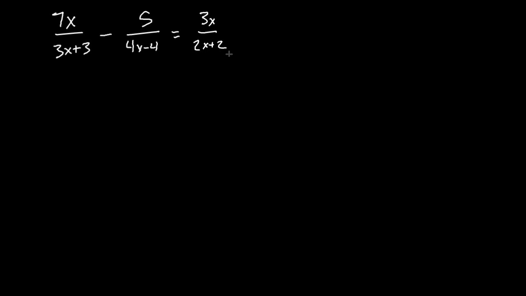Now, let's do a more complex problem. Let's say instead of just fairly simple denominators, let's say we've got 7x over 3x plus 3 minus, let's say, 5 over 4x minus 4, and then equals 3x over 2x plus 2. Okay? Now, again, first thing we need to do is find the LCD. So we're going to look at each of our denominators. Now, if you look at these, you can simplify these further than they are.